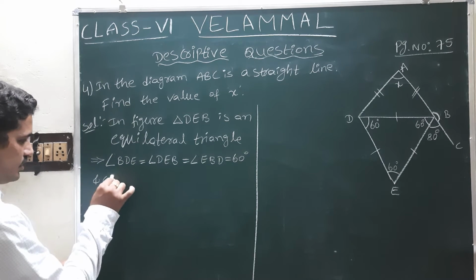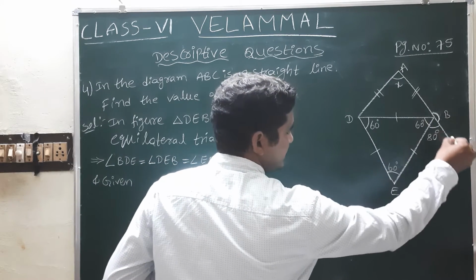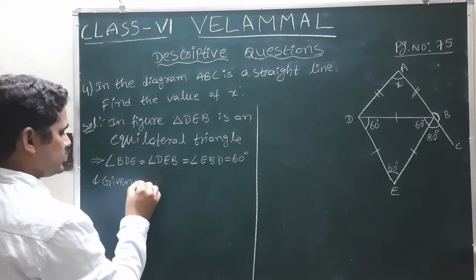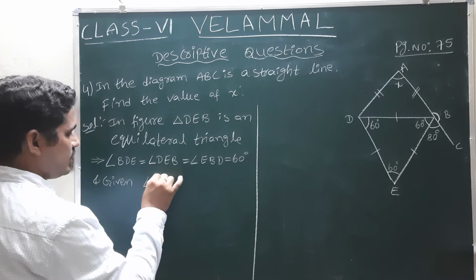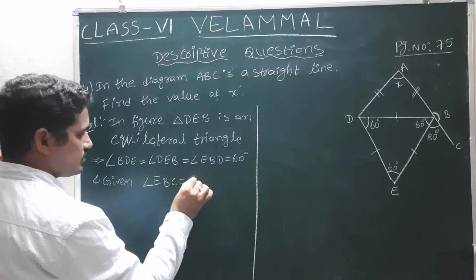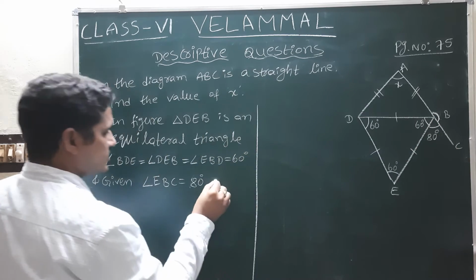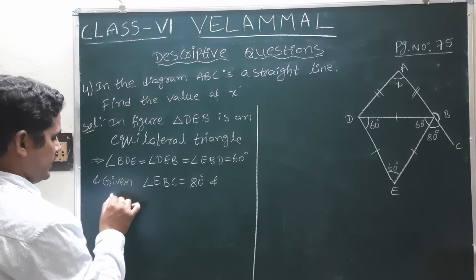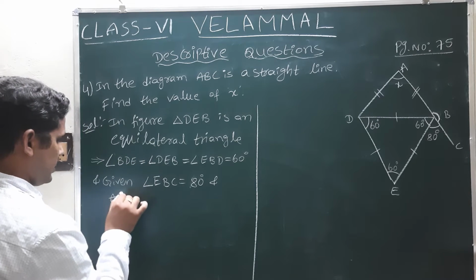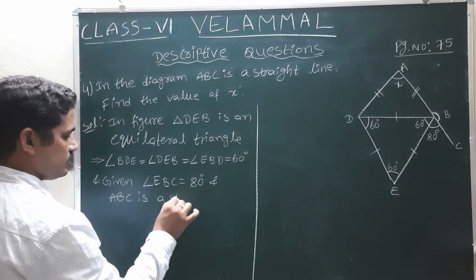And what is given? Angle EBC is given as 80 degrees. And ABC is a straight line.